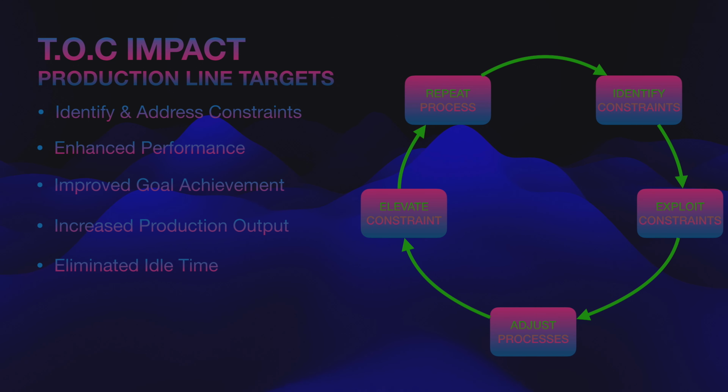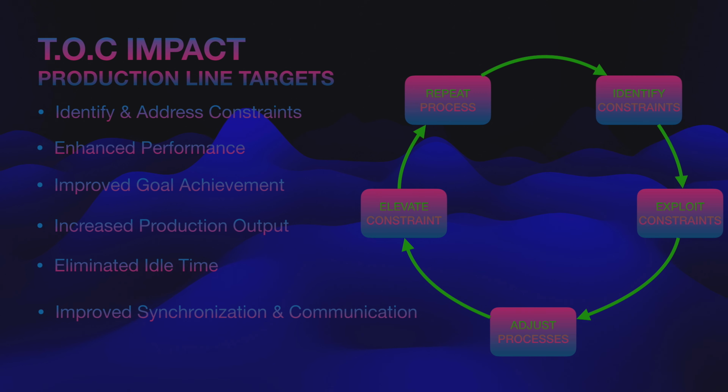TOC also emphasizes synchronizing non-constraint processes, aligning activities to minimize disruptions and improving overall flow and efficiency. With a focus on continuous improvement, TOC enables organizations to continually identify and resolve bottlenecks, leading to ongoing enhancements in performance. Additionally, TOC encourages a holistic approach to system optimization, considering the overall flow and performance of the system, resulting in improved synchronization, communication, and resource allocation. Ultimately, by implementing TOC principles, organizations can enhance efficiency, production output, and their ability to meet production targets.